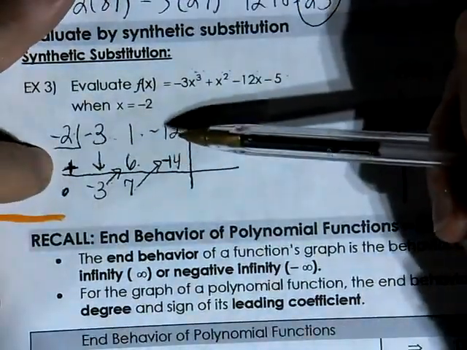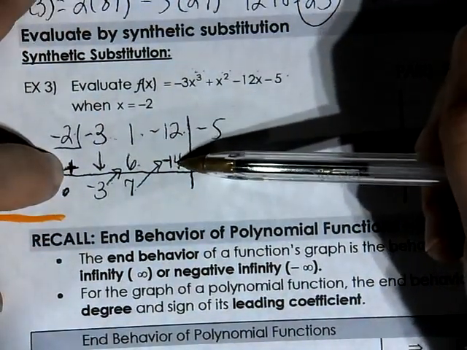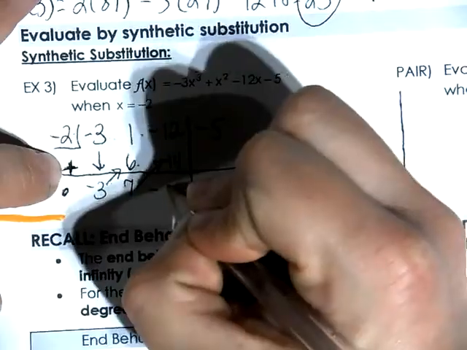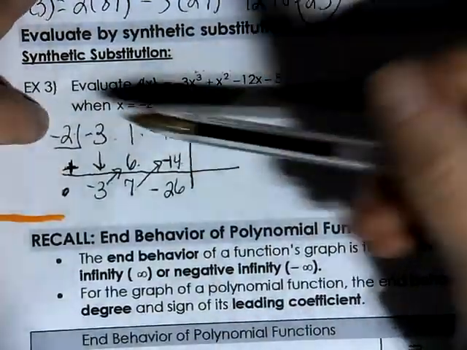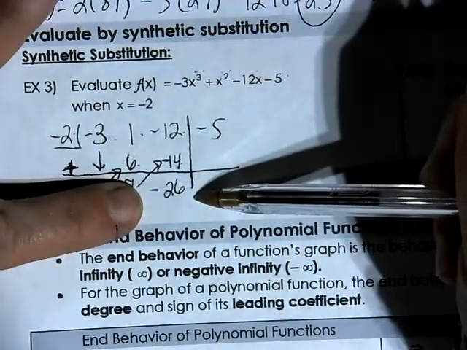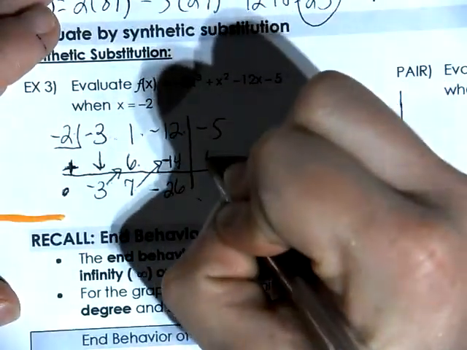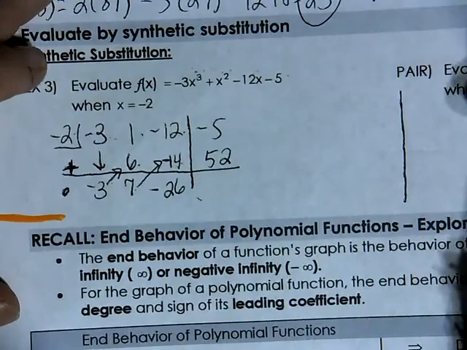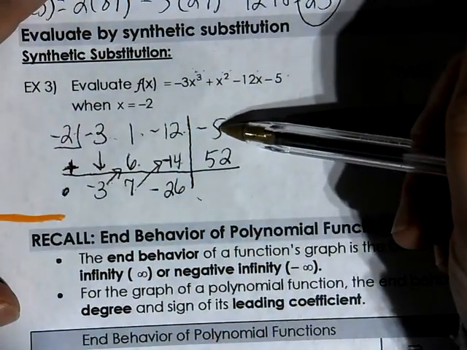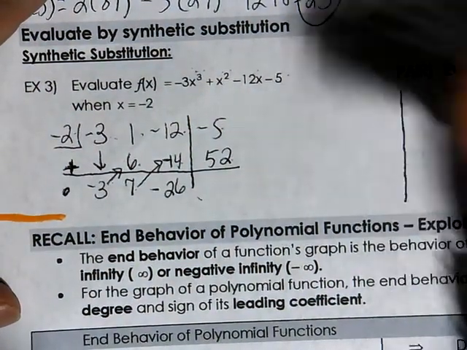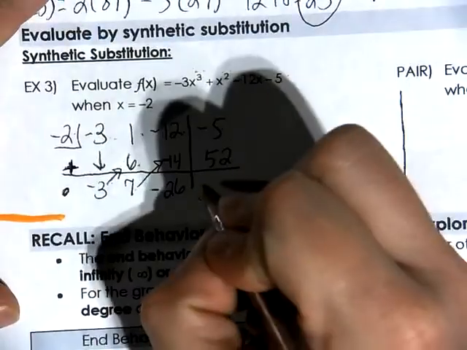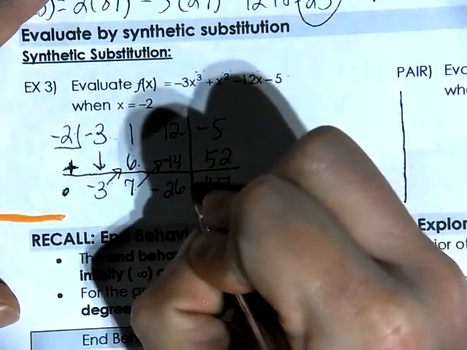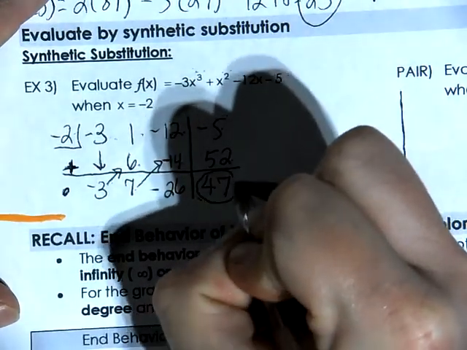And now I add. -12 minus 14 is -26. -2 times -26 is +52. And now I add, going straight down, -5 plus 52 is equal to 47. And there is my answer.